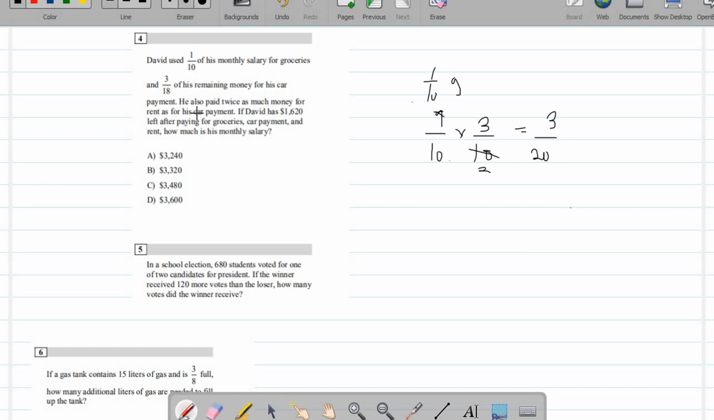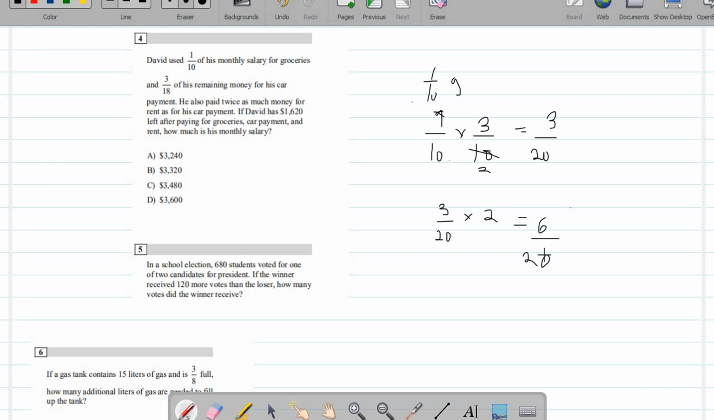He also paid twice as much money for rent as his car payment. We're trying to get what he used for his rent payment, because he paid twice as much money for rent as for his car payment. So we have 3/20 times 2, which gives us 6/20. So he used 6/20 of his salary for rent.